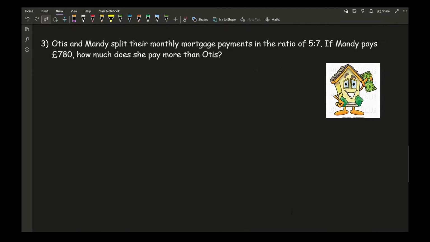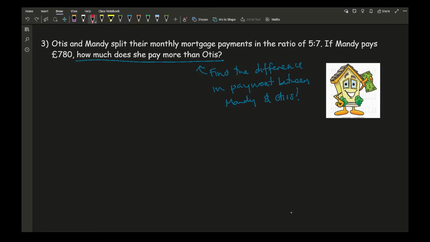It says here that Otis and Mandy split their monthly mortgage payments in the ratio of 5 to 7. If Mandy pays 780, how much does she pay more than Otis? So here I'm working out the difference. What this question is asking me to do is to find the difference in payment between Mandy and Otis. That's basically what the question is asking, and I need to make sure that when I write down my final answer, that is exactly what I am answering.